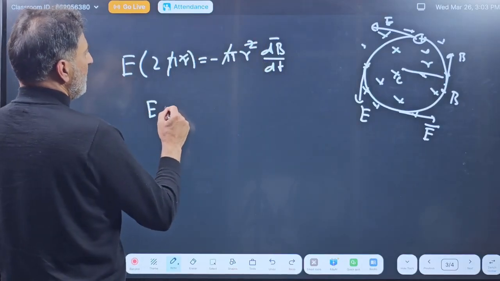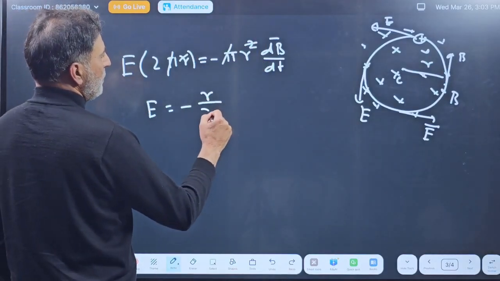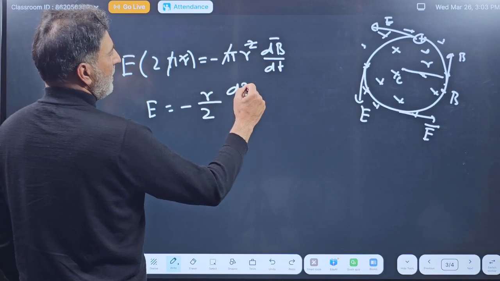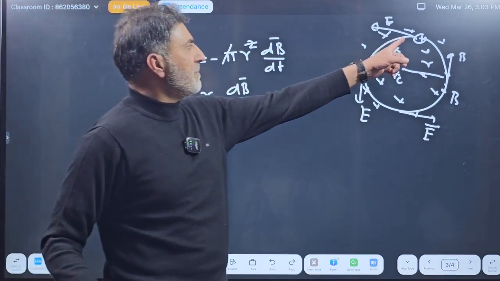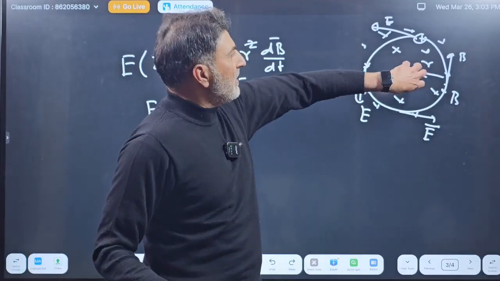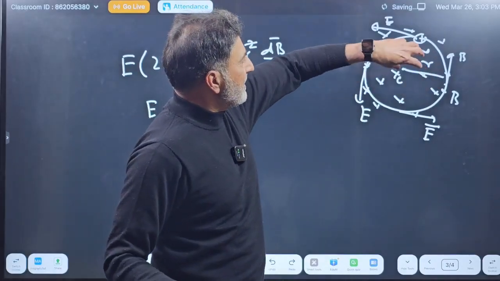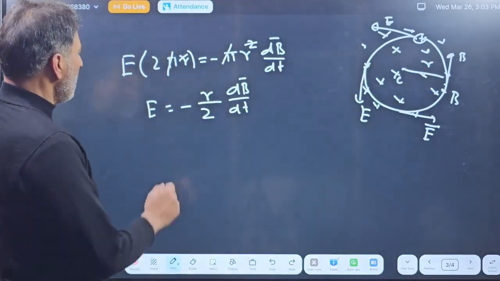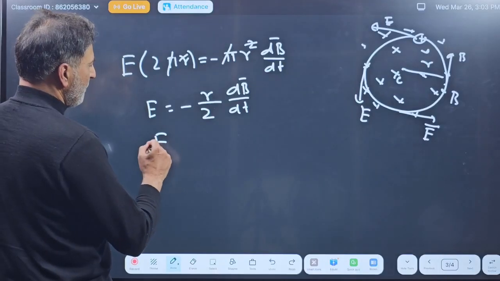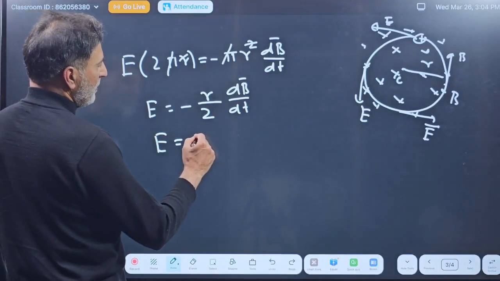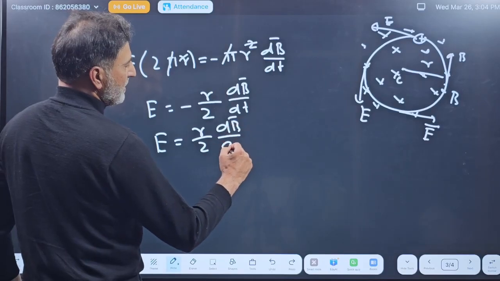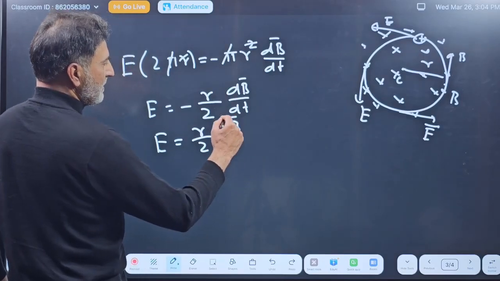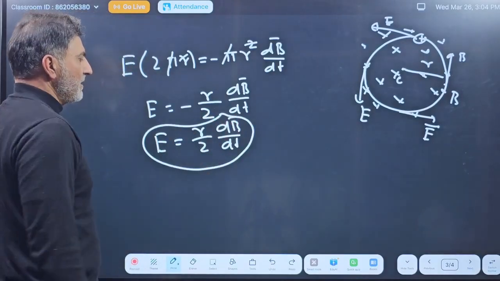Now this pi goes, r also goes. What is the electric field? That is minus r by 2 dB average by dt. This is the electric field which is produced on this periphery due to the changing magnetic flux here inside. So of course magnitude of electric field is equal to r by 2 dB by dt. Magnitude के हिसाब से ये. This is the magnitude of the electric field.